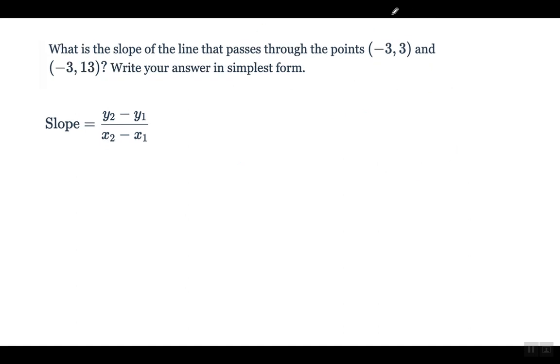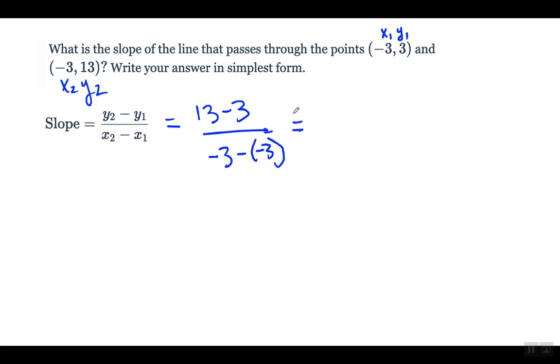All right, so here, let's label them x1, y1, x2, y2. So on the top, it's going to be 13 minus 3. On the bottom, negative 3 minus negative 3. All right, so on the top, 13 minus 3 is 10. On the bottom, that'll become negative 3 plus 3. Let me make sure I didn't make a mistake here. All right, so this one, I forgot to write something actually. On this one, on the bottom, it's going to give you a 0.